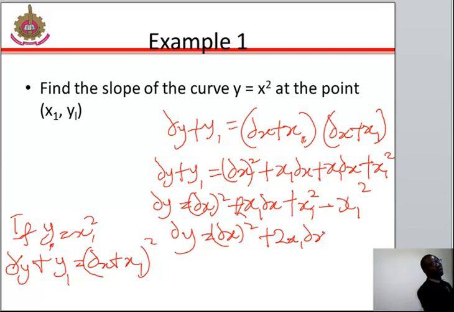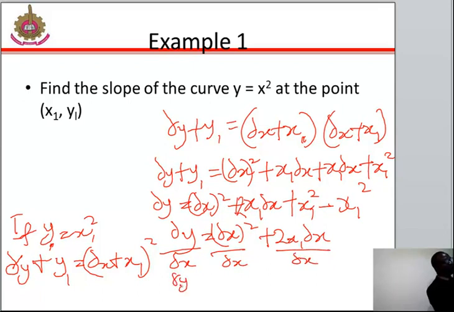Now what you do at this stage is we are trying to find the derivative, which is dy/dx. Now divide all sides by delta x. Now you have delta x divided by delta x, and delta y over delta x now equals delta x, which will cancel one, plus 2x1. This one will cancel this one.